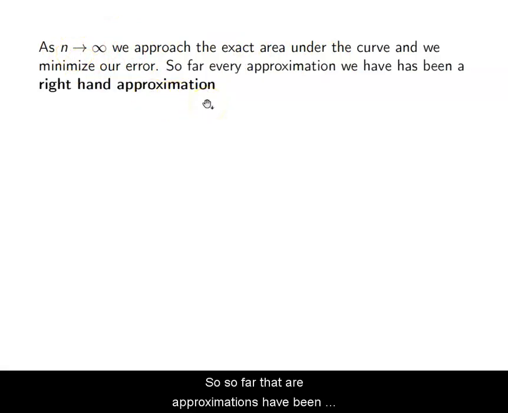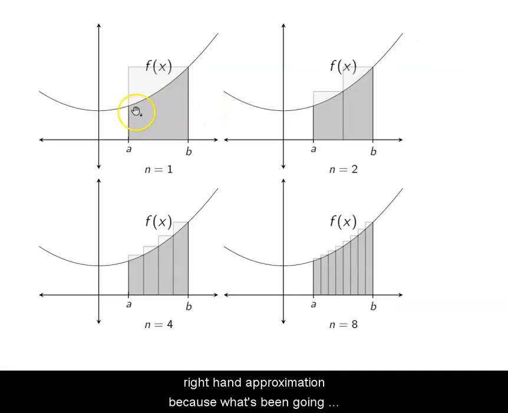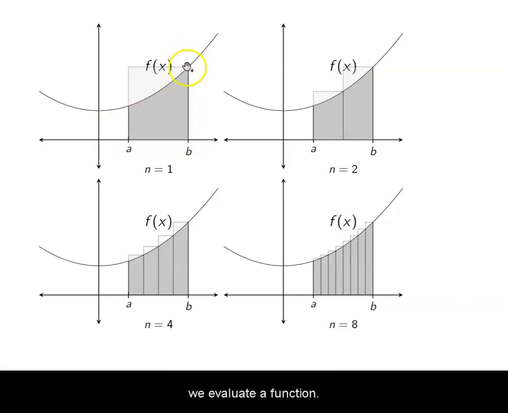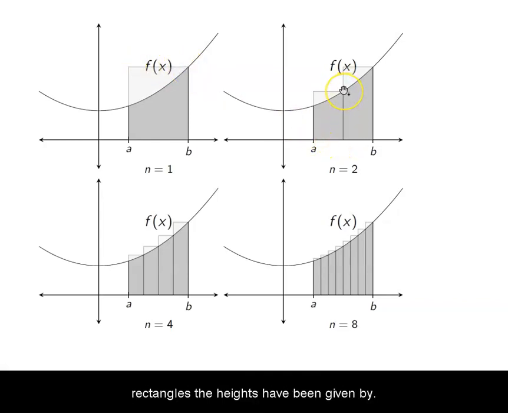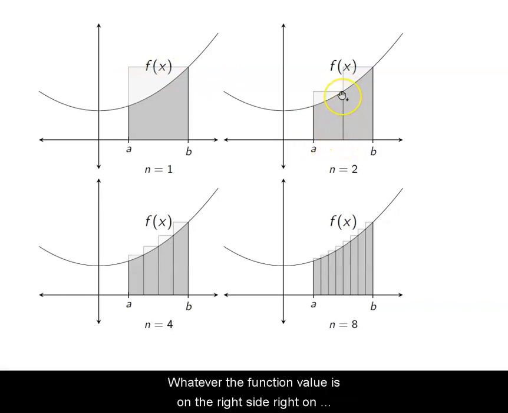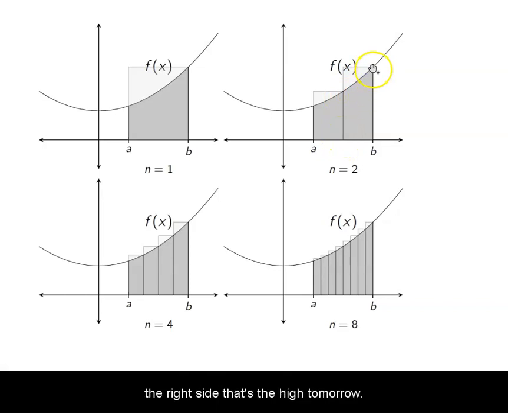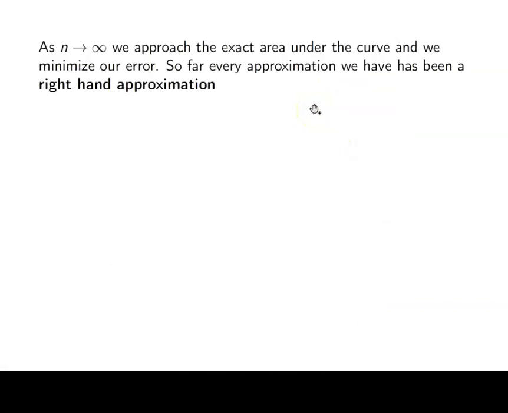So far our approximations have been right-hand approximations, because what's been going on is on the right-hand side of our rectangle, that's where we evaluate our function to give us the height of the rectangle. So all of the rectangles, the heights have been given by whatever the function value is on the right side. So we can also do that on the left-hand side.